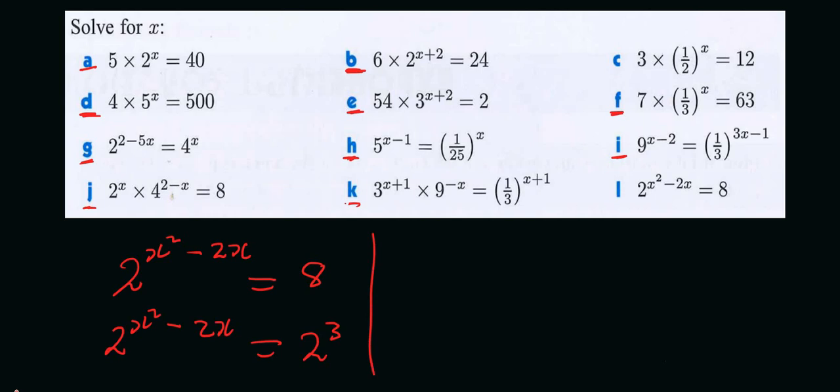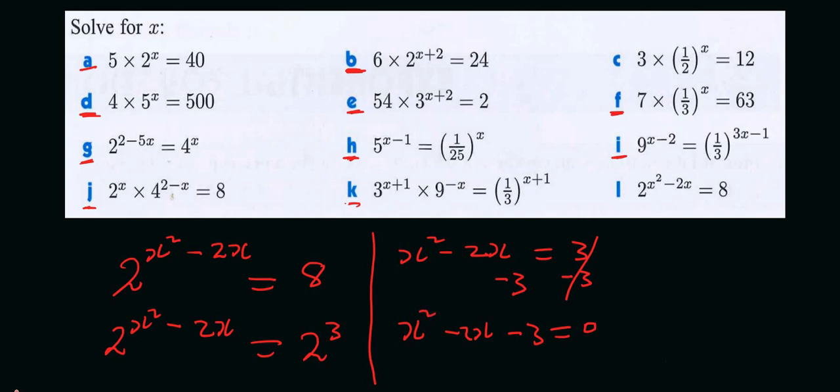So at this point, we have the same base on both sides. So let's just equate the exponents. So this will become x squared minus 2x equal 3. So now let's subtract 3 from both sides, minus 3. So plus 3 minus 3 will cancel out. That's going to give you 0 equal negative 3, negative 2x, and then x squared.